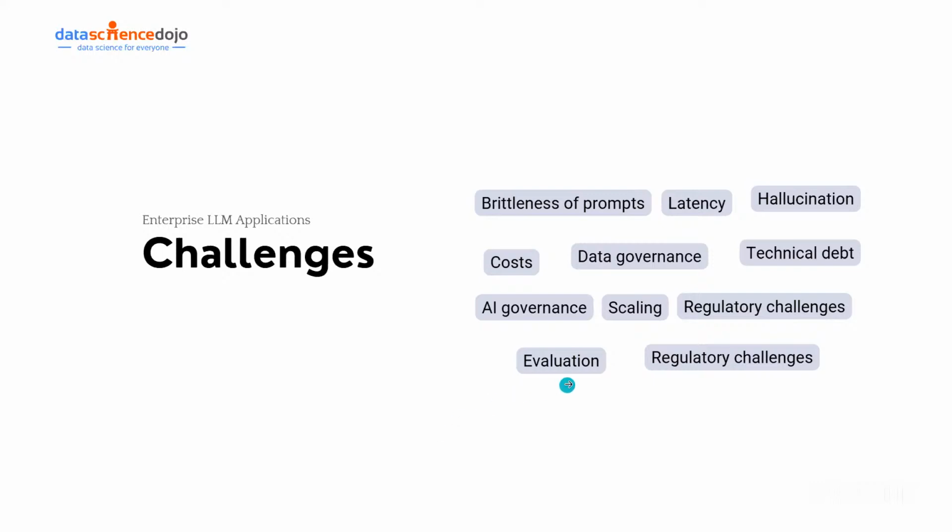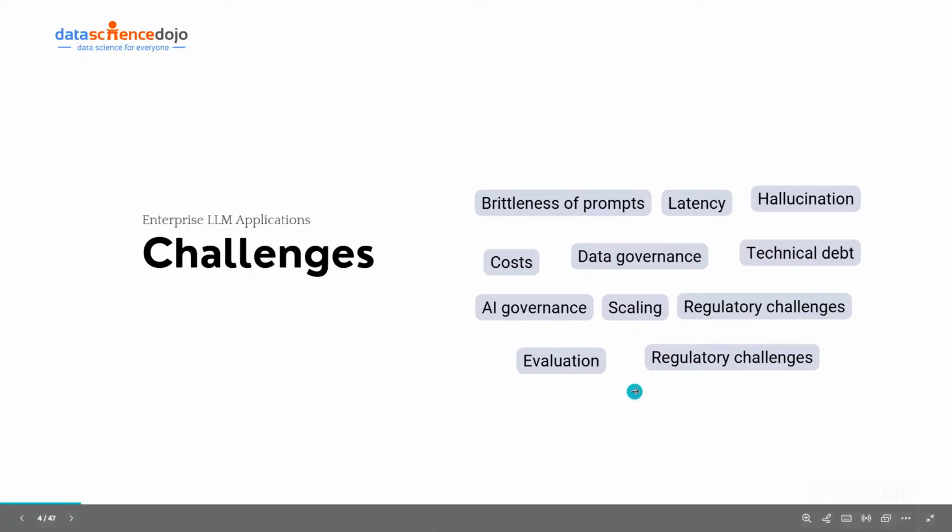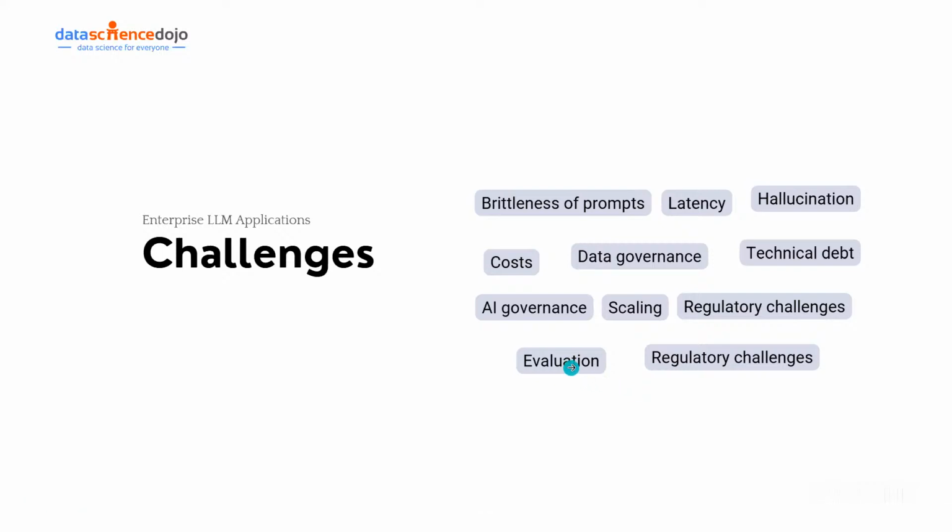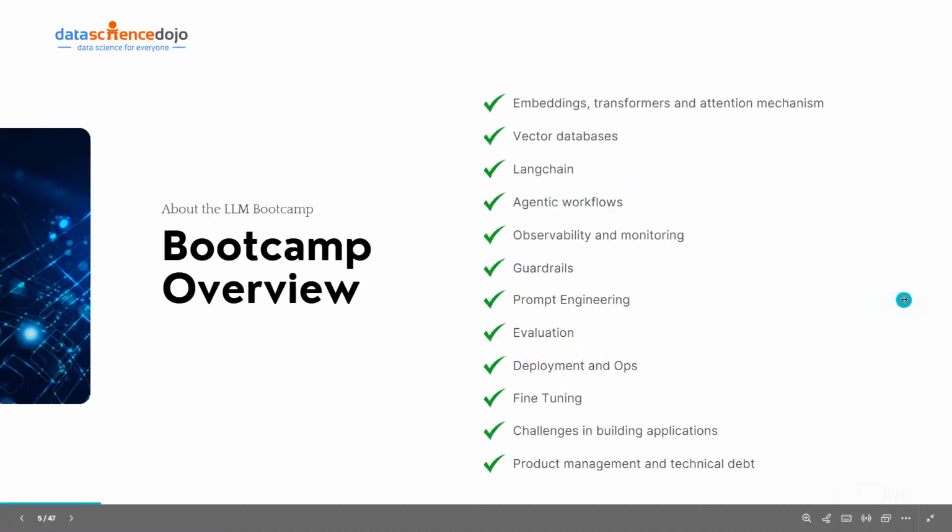Evaluations are hard. This is not your traditional machine learning where a transaction is either fraud or not fraud, or a customer is going to churn or not going to churn. This is language, and in language, if the words are chosen in a different order, the answers may be different. So how do you evaluate your large language model application? We are going to talk about all of that.